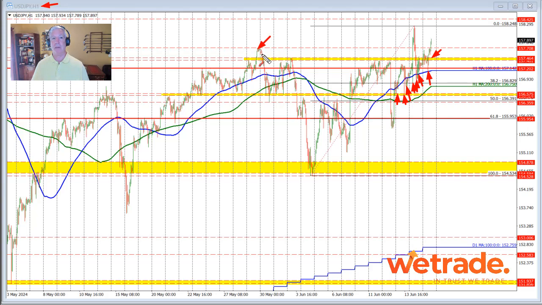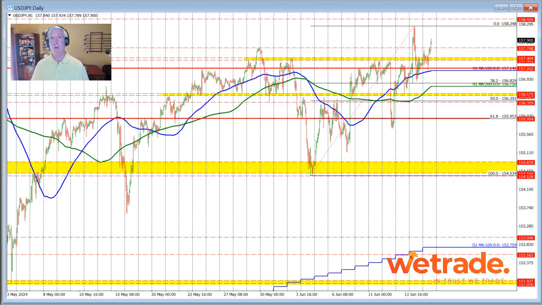The price did move above the high price that we saw at the end of May, right through here near the 157.70 level, and that opens the door for the high price right here at 158.248 as the next key target. Close support is now at the 157.70 level for the dollar versus yen.